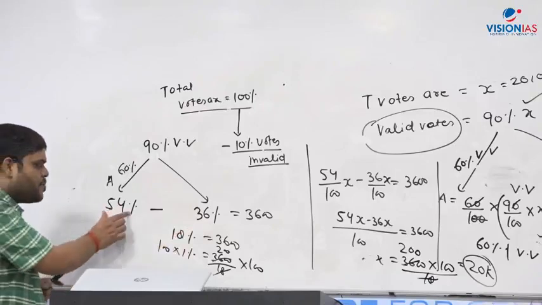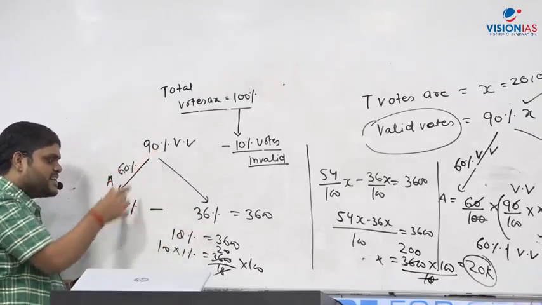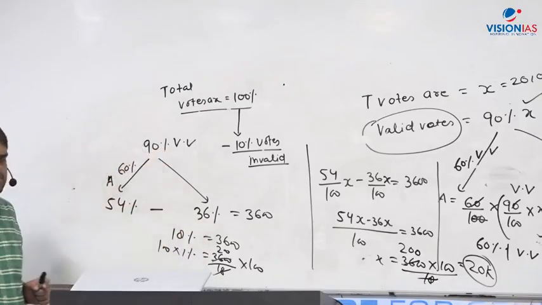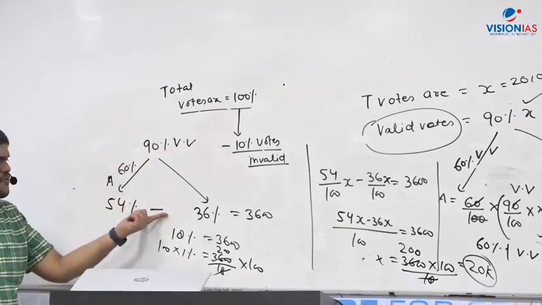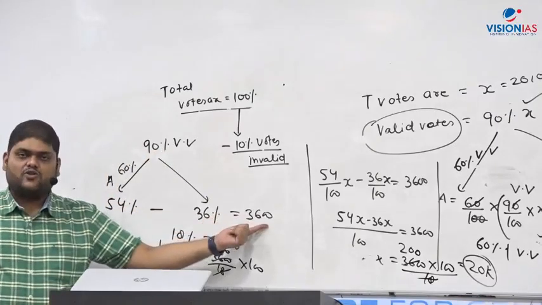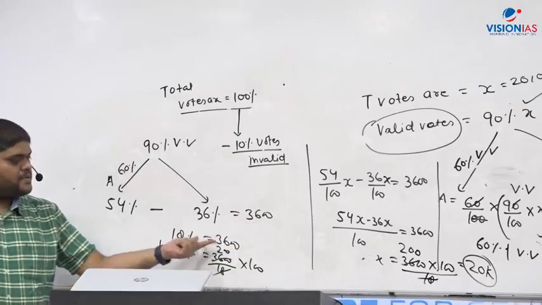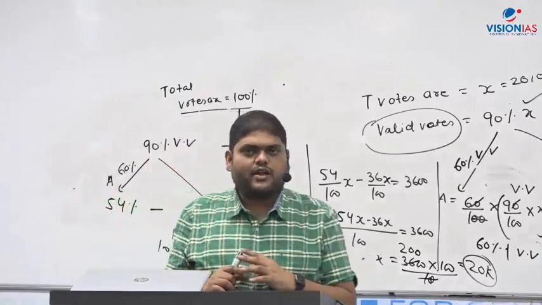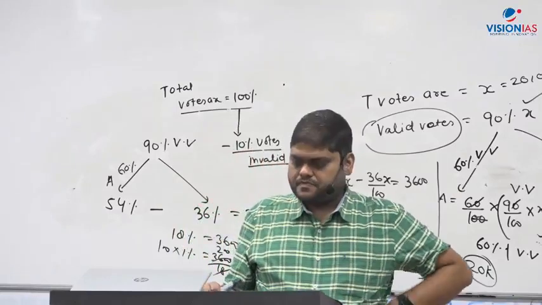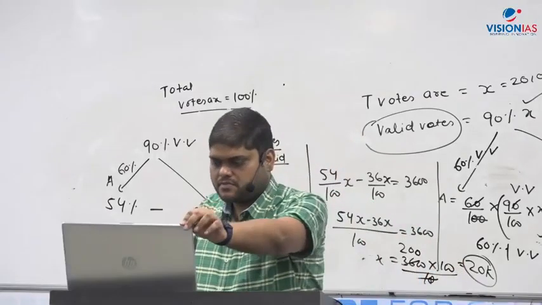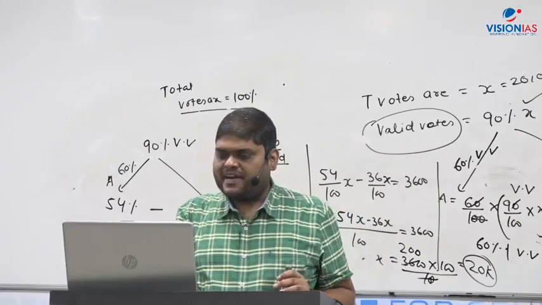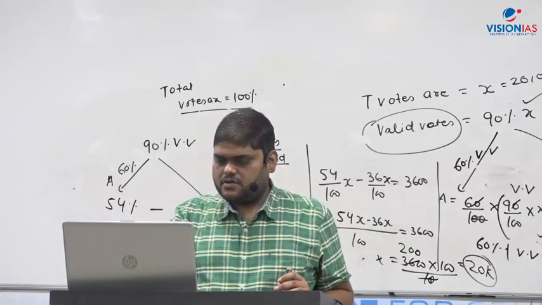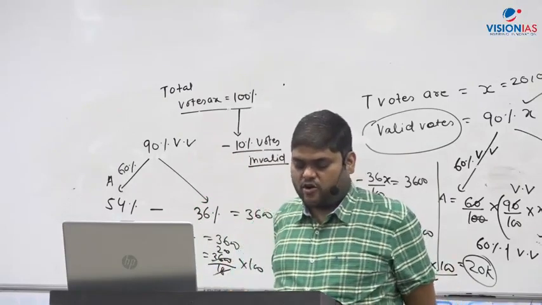And if you add both the values, that becomes 90%, right? And the difference should be equal to 3600. That means 18% is equal to 3600. And you can find out the value from there. I hope now this is clear.